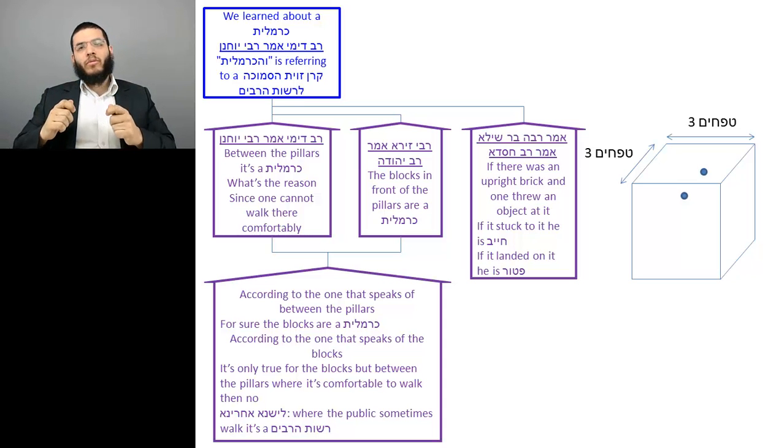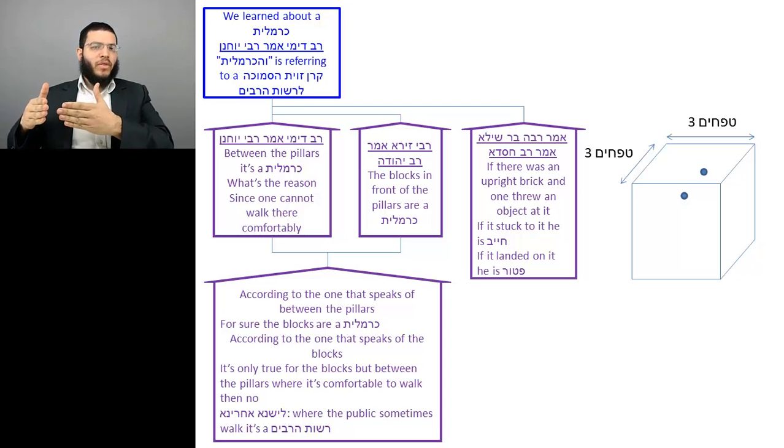And when we say pater, we don't mean pater and aser, but rather pater and mutter. Because since it's 3 tefachim by 3 tefachim, it's considered a makom p'tor. Because in order to be a karmelis, it needs to be at least 4 tefachim by 4 tefachim wide. So in this case, the person is going to be pater and mutter.